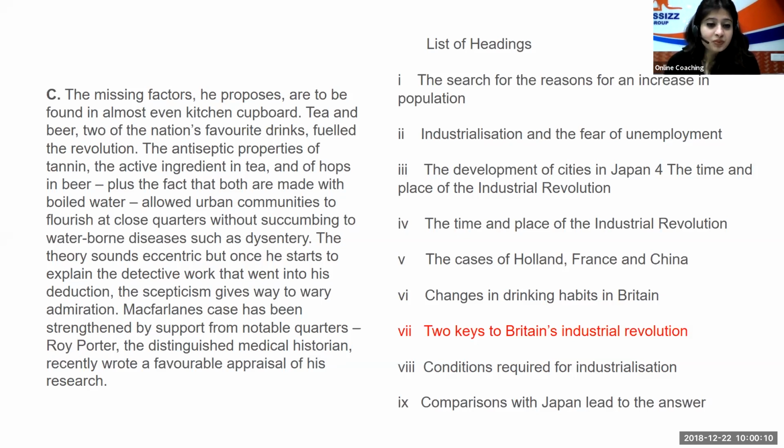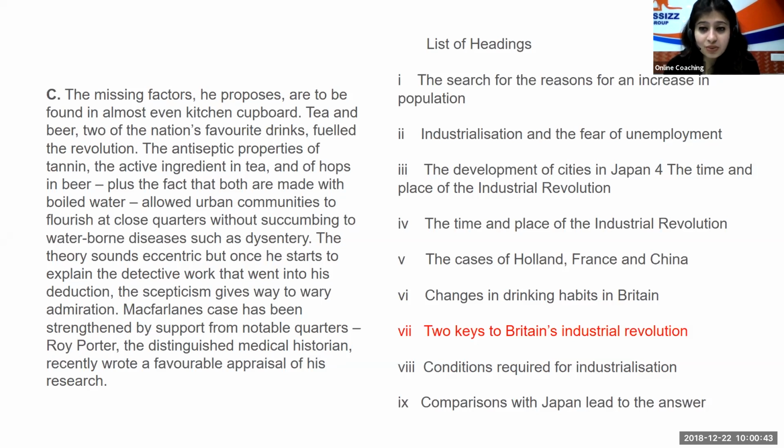Now, I realize this one thing: they're talking about tea and beer, and because of tea and beer, people are not succumbing to dysentery. And there's this last line that says that Macfarlane's case has been strengthened by support from notable quarters. Roy Porter, the distinguished medical historian, recently wrote a favorable appraisal. So basically, he did some research that there are two things that are very important: tea and beer. Because of it, people did not succumb to waterborne diseases, and this has been supported. This is the ultimate gist of my paragraph.